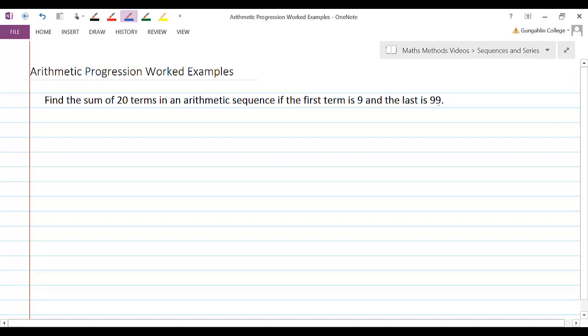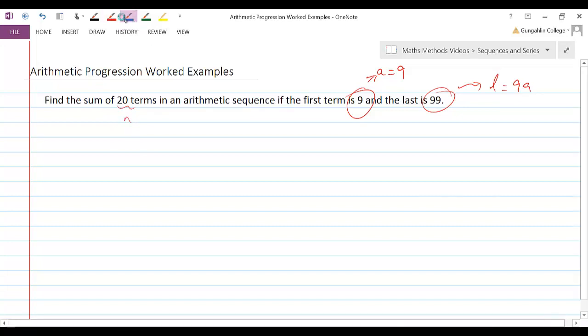So in a question like this, we've been told that the first term is 9, so this tells us that a is equal to 9. And we're told that the last term is 99, so in other words, l is 99. And in this particular problem, they've been very nice, and they've told us that there are 20 terms. That's going to be our number of terms.